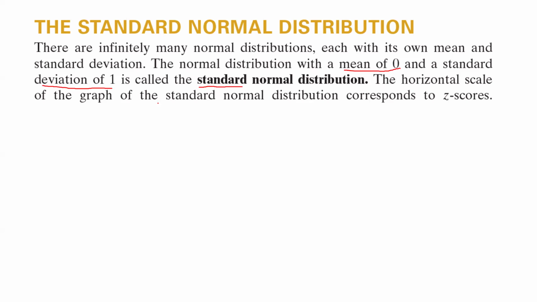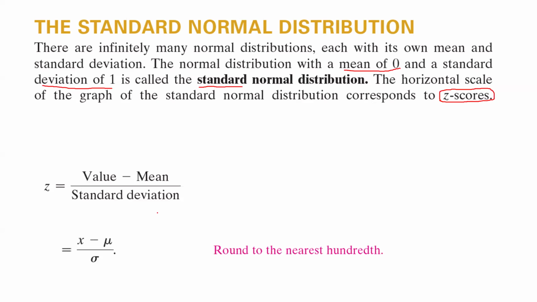The horizontal scale of the graph of a standard normal distribution corresponds to z-scores, not x values. We take x values and convert them to new numbers that we call z values. The formula that helps us change x values into z values is as follows. Z is equal to the x value minus the mean, divided by the standard deviation, or x minus mu over sigma. Make sure you round to the nearest hundredth.